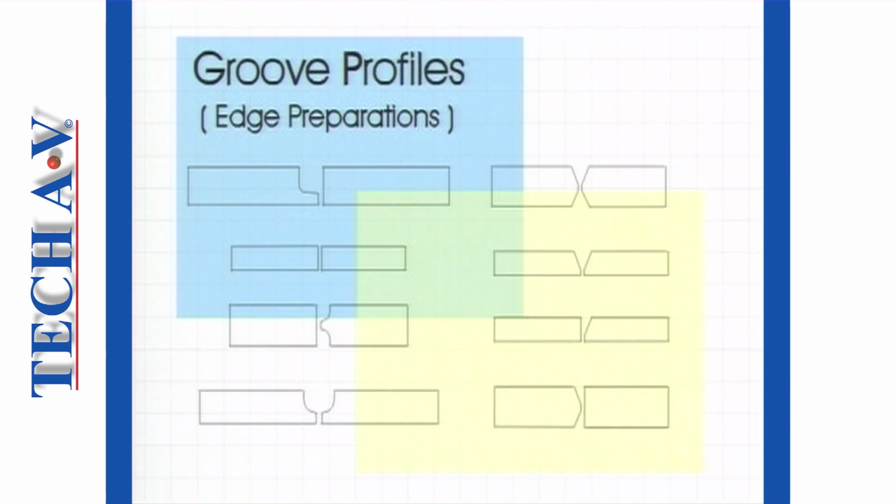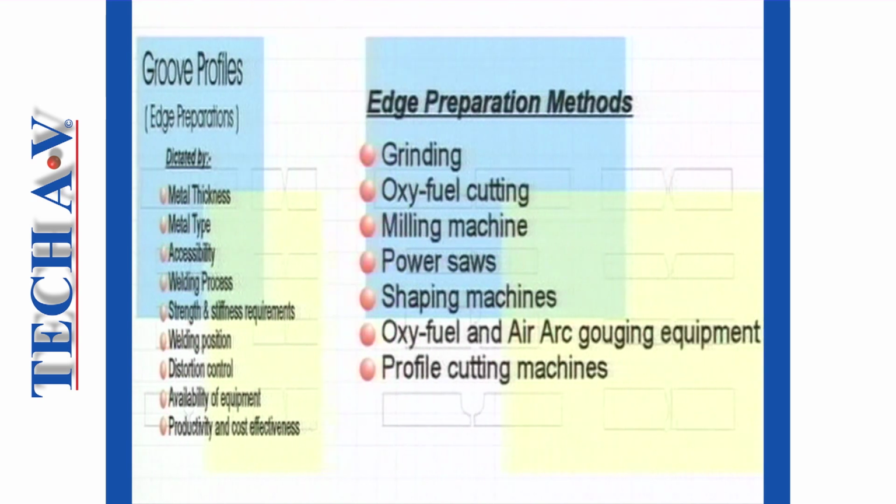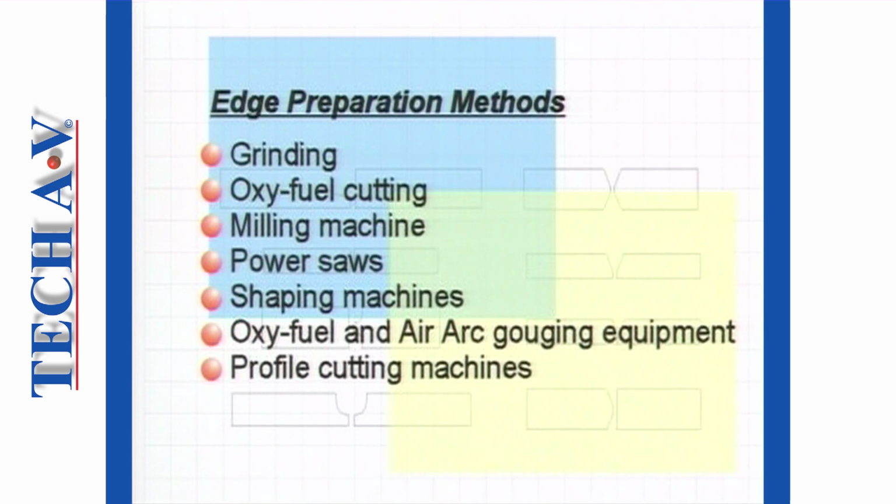The shape of a groove profile for any given joint is usually dictated by metal thickness, metal type, accessibility, and other factors. It is the shape or profile of a groove that largely influences the strength of a weld. Groove profiles are prepared using a variety of methods such as grinding, oxy-fuel cutting, and machining.